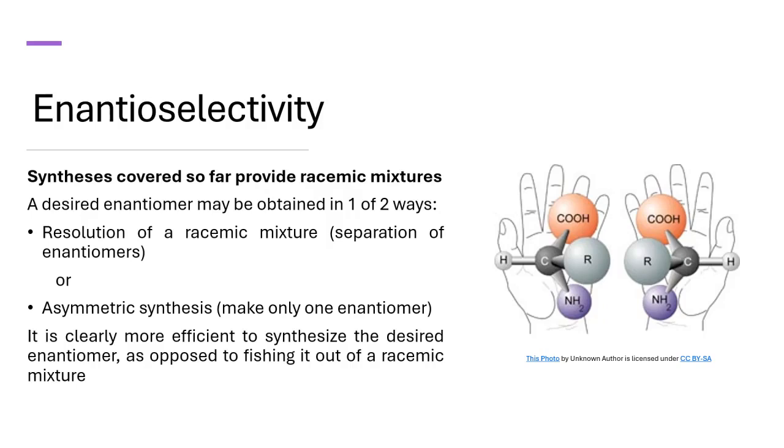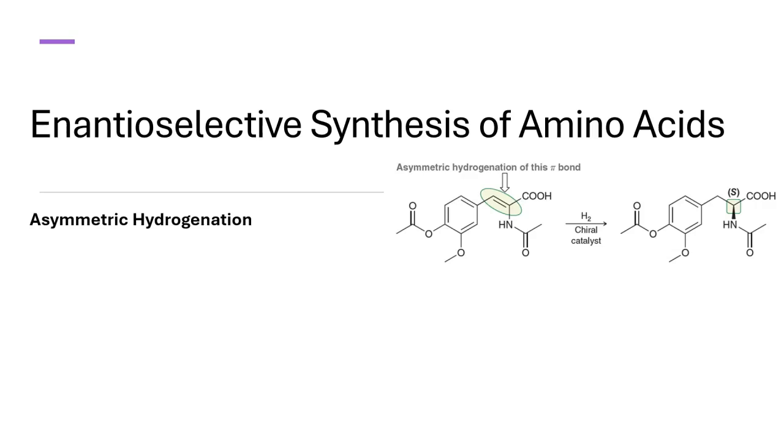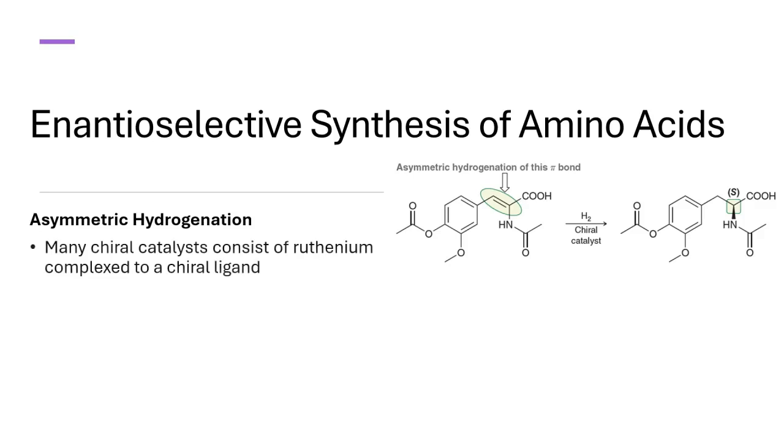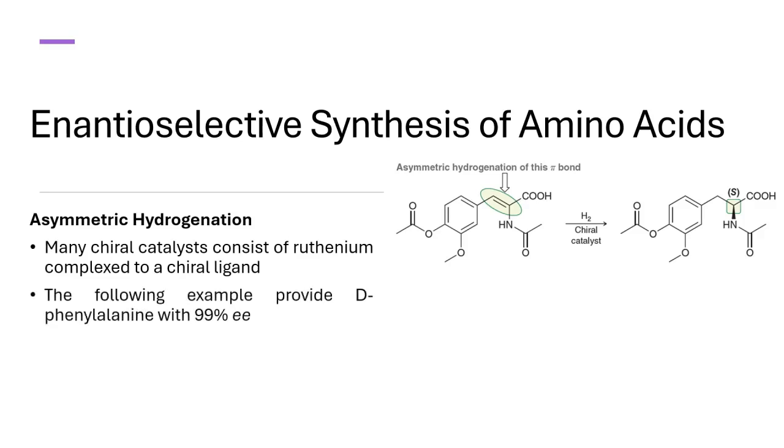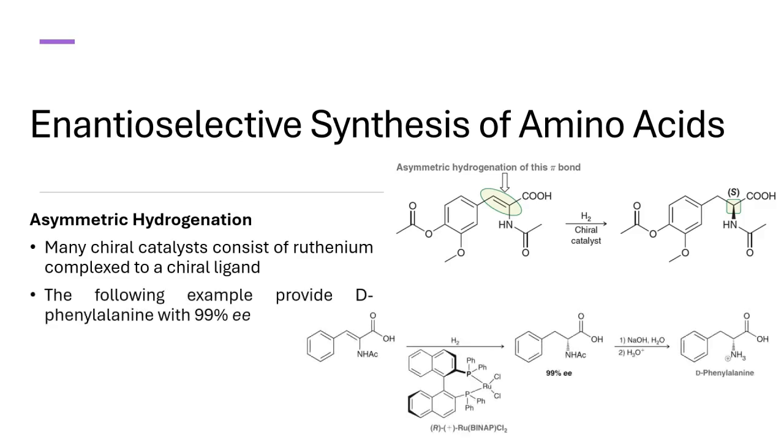Enantioselective synthesis of amino acids. One way that this can be done is through asymmetric hydrogenation. Many chiral catalysts consist of a ruthenium complex bound to a chiral ligand. The following example will provide D-phenylalanine with 99% ee. Note that the key here is the chiral catalyst.